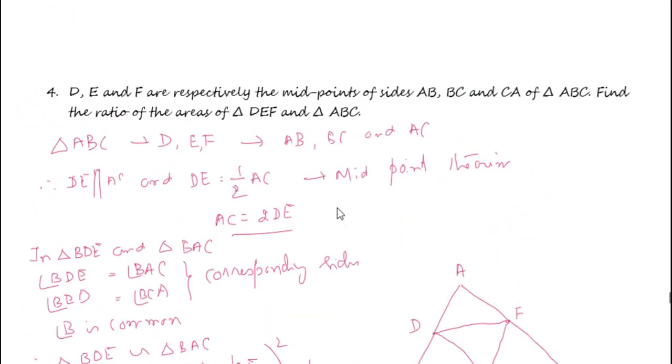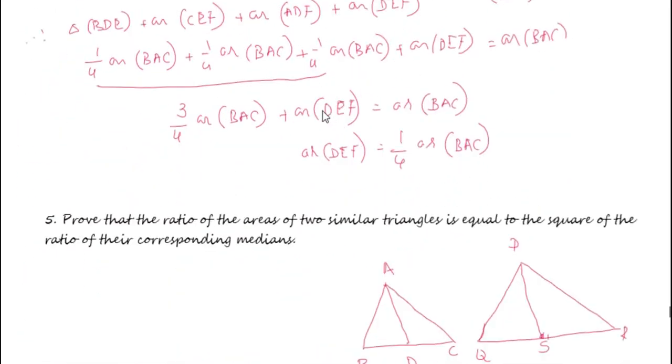So what we need to find out? Ratio of DEF and ABC or BAC. Now bring ABC this side down here to the denominator. Therefore area DEF divided by area BAC, same as ABC, that is equal to 1 by 4. So this is what was required to be proved, and we have proved. The ratio of the area DEF and area BAC or ABC is 1 by 4.